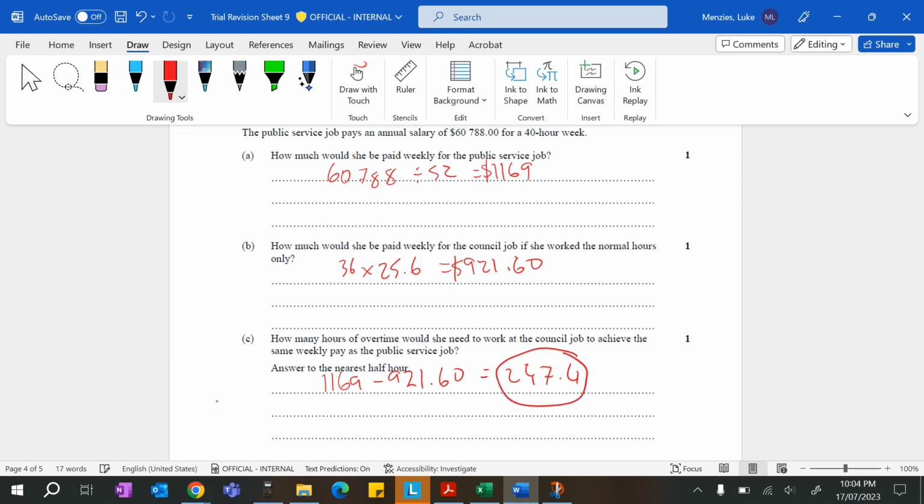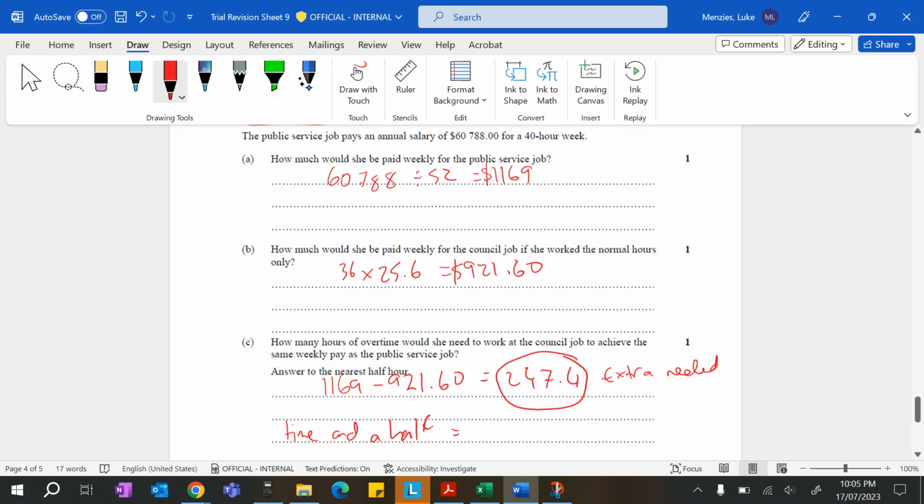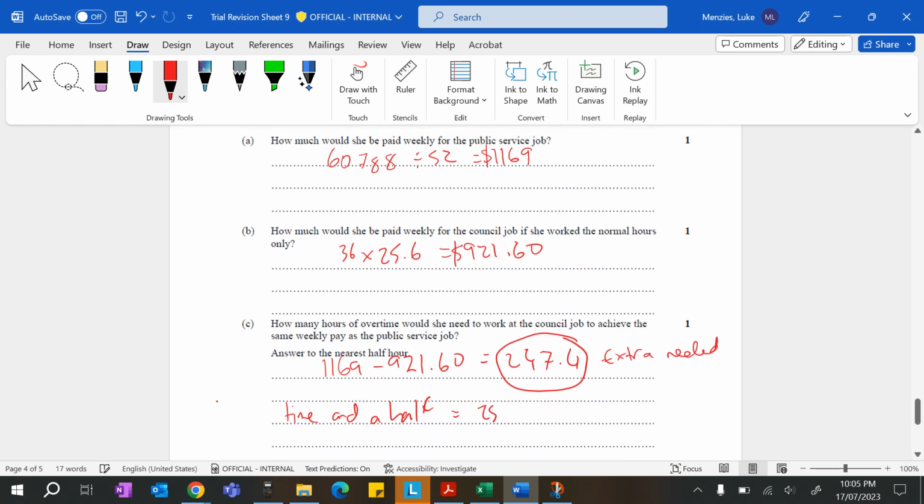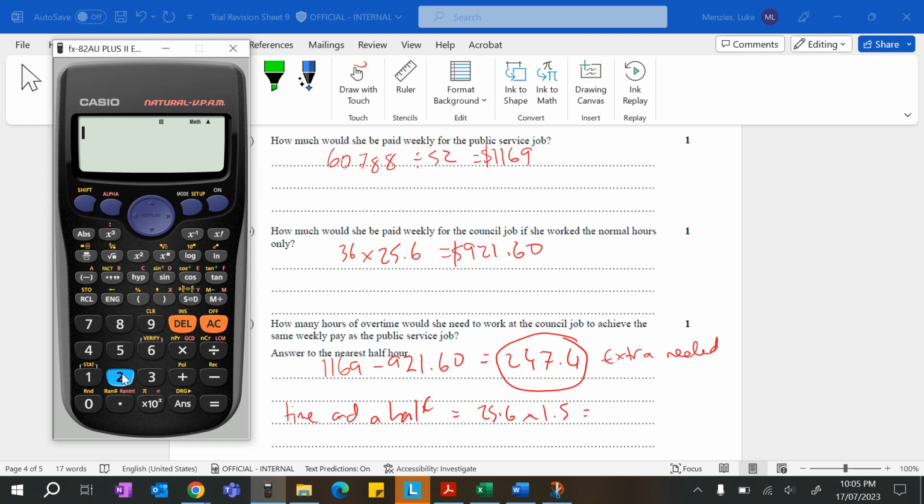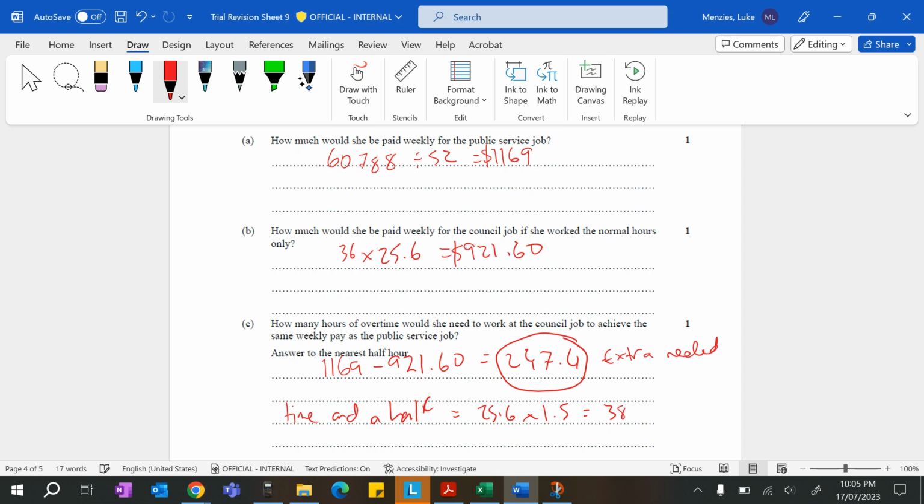Now, what we need to do is figure out what is the time and a half rate. So that's how much extra they need. Now, time and a half rate, so that is going to equal 25.60 times 1.5. Okay, so let's do that. 25.6 times 1.5. So for these additional hours, they get $38.40 an hour.